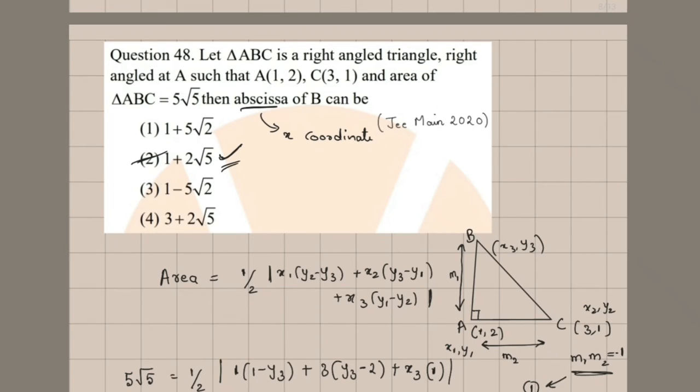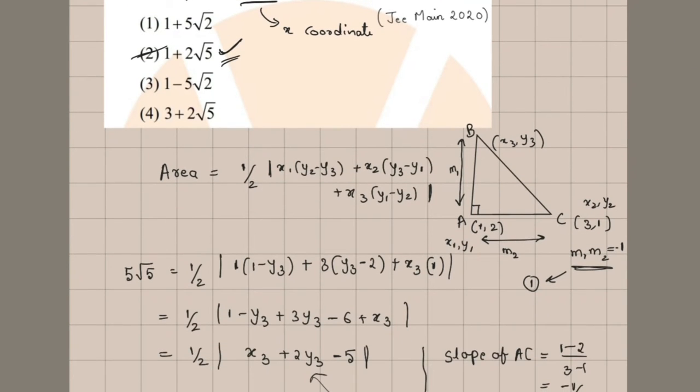But there are two possibilities for point B, because this B can be here also. The similar point B can be here such that the area is the same and the slopes are also perpendicular.